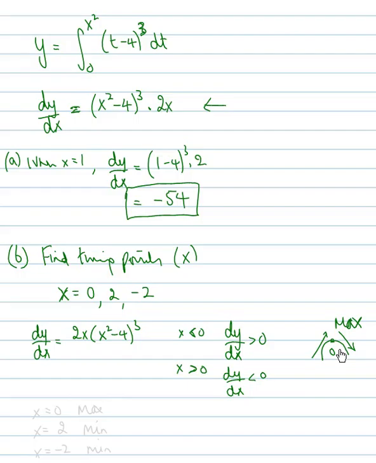Okay, and we do the same thing for the other two, and we find that x equals 0 is a max, x equals 2 is a min, and x equals minus 2 is also a min. Okay, but that's the process that you use to calculate that.